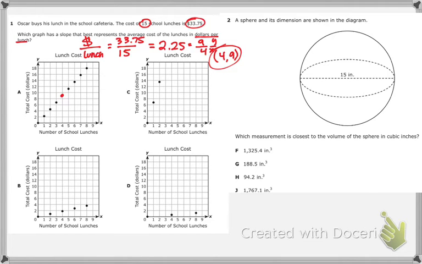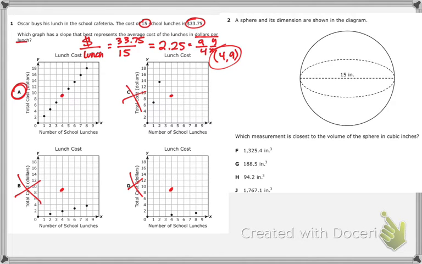For B, 4, 9 is right here. 4, 9 for D, and for C, they are right here. So luckily, A is the only one that matches a point, so A is going to be our answer. Because B, C, and D, there's no point there. So that can't be our answer because it does not go through that point.